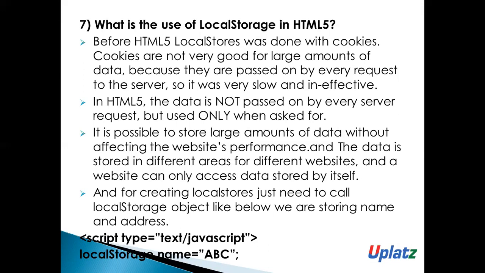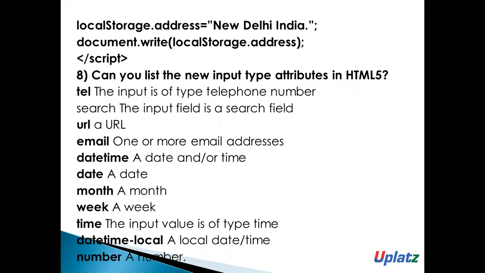We can also create local storage, just by calling the localStorage object. Like below, we are storing the name and address. The name would be localStorage.name, and I have given the name ABC. Address is localStorage.address, and I have given the address. In order to access that, you just need to give localStorage.address so that you can access it.